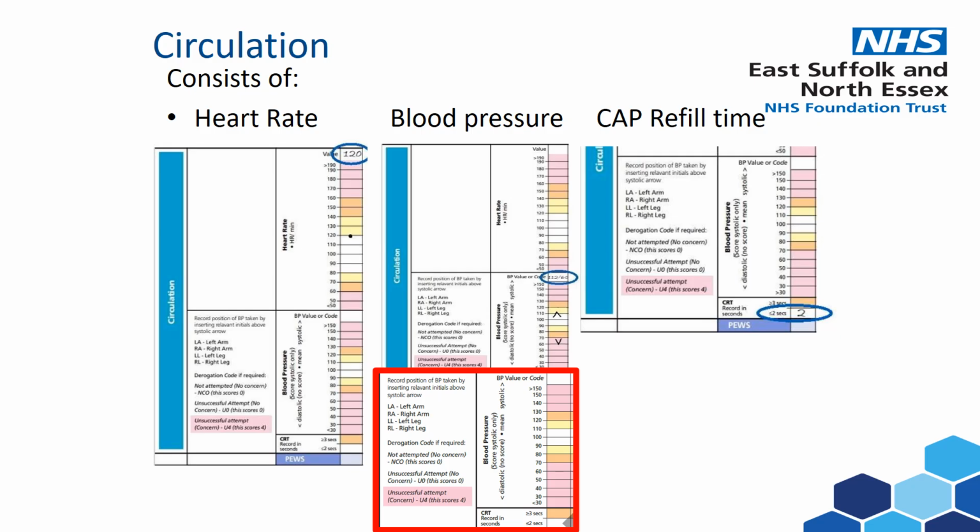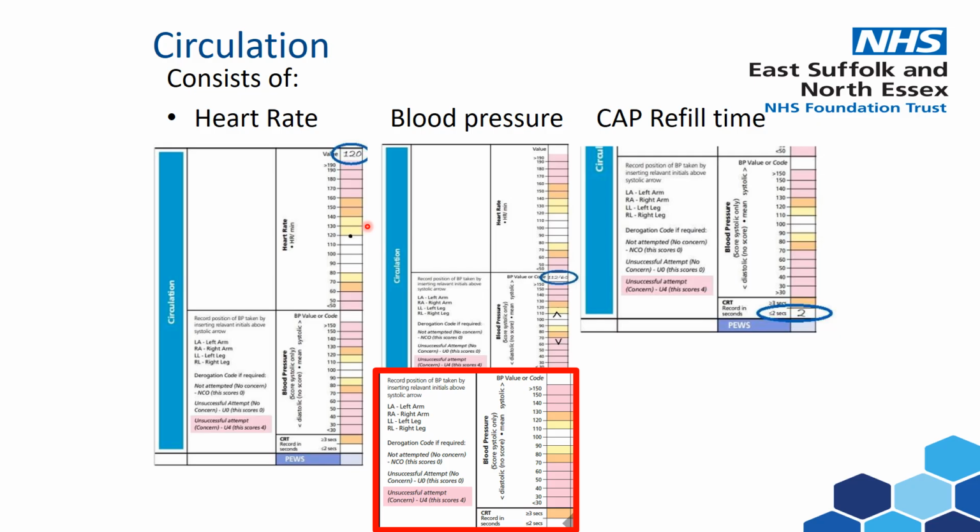The example they've given us here on this slide is the child's heart rate is 120, so that sits in the yellow zone. Here we go, it will actually sit in between the white and the yellow zone. As I mentioned previously, you're always going to put it into the worst section. So this does sit in the yellow zone. It scores a 1 towards that child's total PEWS.